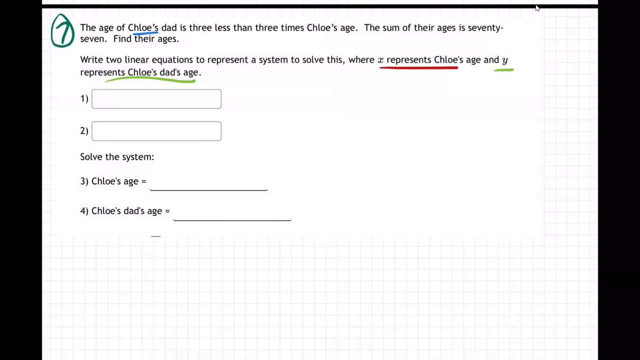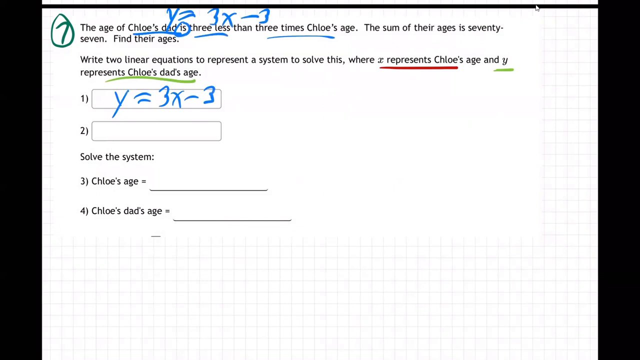So let's do it. Chloe's dad, that's Y, equals 3 less. Remember that it's minus 3 at the back. Then 3 times Chloe, that's 3x. There's the first equation: Y equals 3x minus 3.